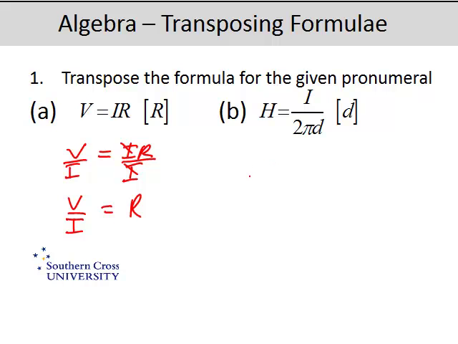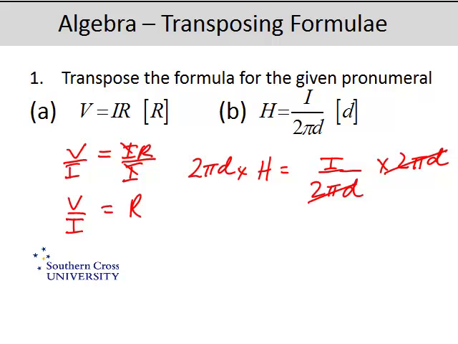In this question we have H equals I over 2 pi d. We have to make d the subject, but unfortunately d is in the denominator and we really need it in the numerator. So what I'm going to do this time is times both sides by 2 pi d. So it just disappears off that side and reappears on this side. So this is going to be 2 pi dh is equal to I.